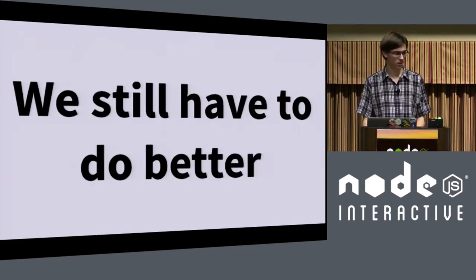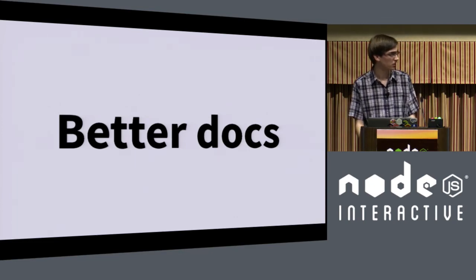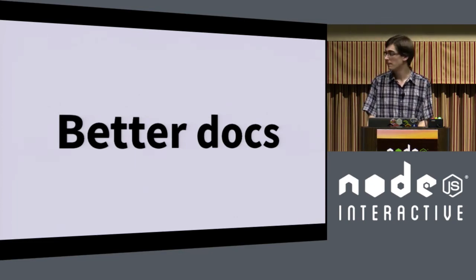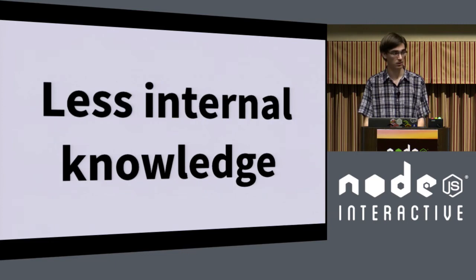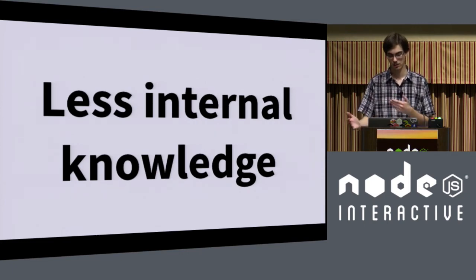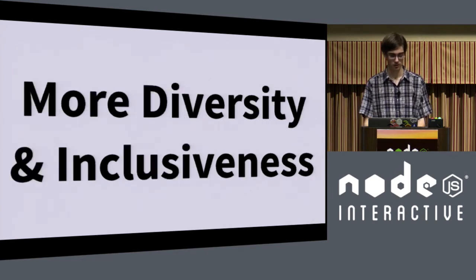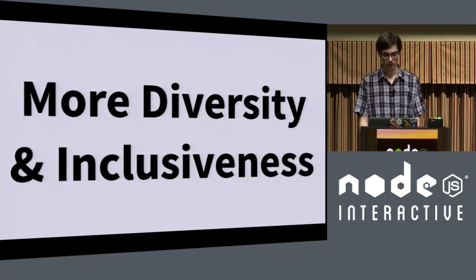So we still need to do better on all this. Node isn't perfect. We need better docs surrounding processes so that people can actually understand that you can become a collaborator, and that's not a particularly difficult thing. We also need less internal knowledge, and we're trying to bring in internal style documentation so that we can explain things and why things are certain ways in great detail. And we also need more inclusivity and diversity, and we are trying to work on that.